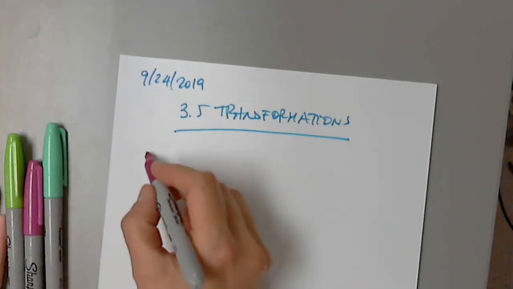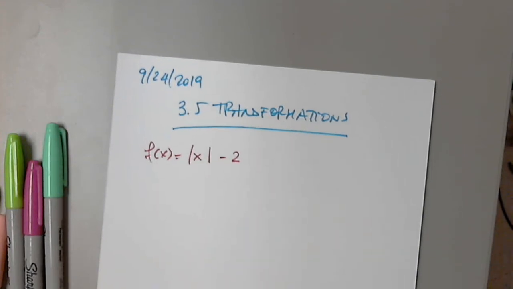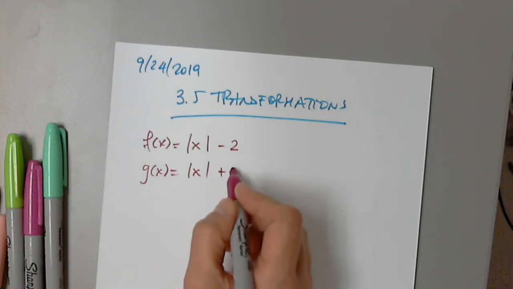So let's take a look at f of x equals the absolute value of x minus 2, and then g of x, which is the absolute value of x plus 3.